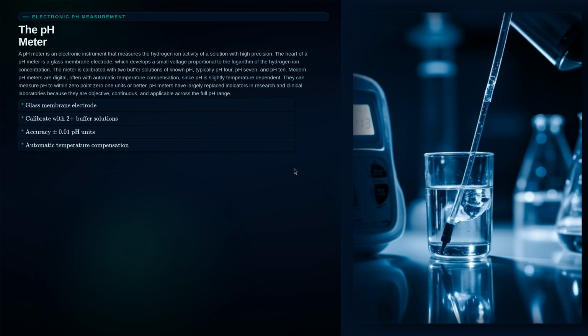pH meters have largely replaced indicators in research and clinical laboratories because they are objective, continuous, and applicable across the full pH range.